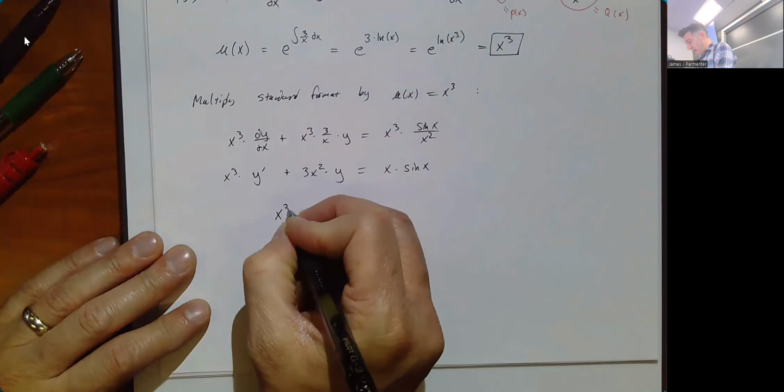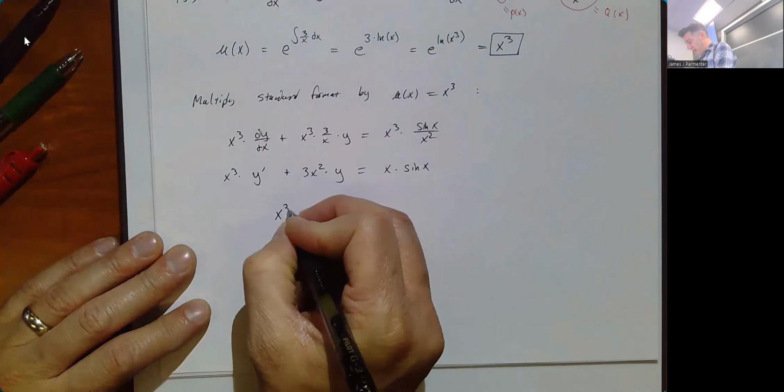Our du is 1 times dx. Our v is the antiderivative of sine, which is negative cosine of x. So solving this, we're going to have x cubed times y equal to u times v. So instead of writing x times negative cosine, let's put the negative out in front and write it as negative x times cosine minus the integral of negative cosine dx.